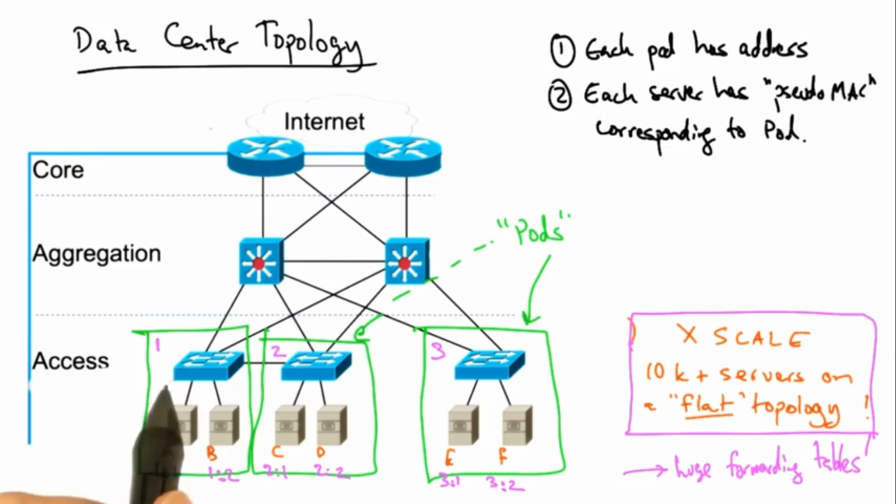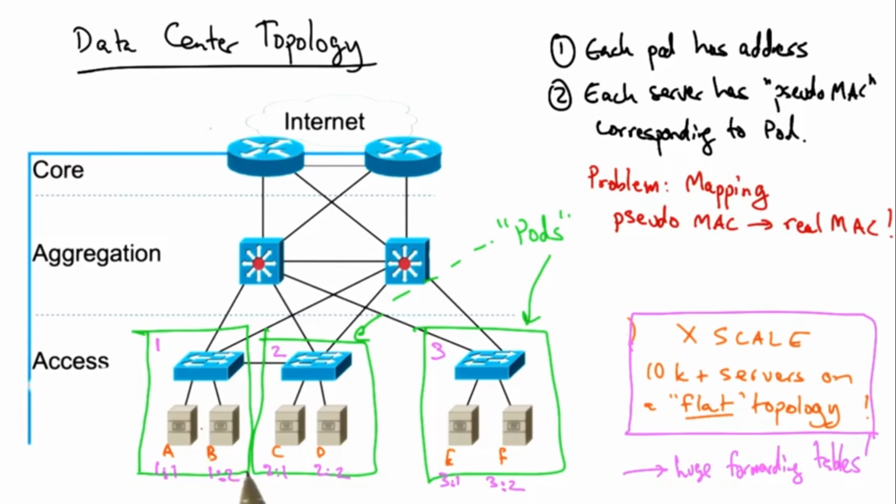but they don't need to maintain entries for the MAC addresses for servers outside of each pod. For example, the switch in pod 1 only needs to maintain entries for these two servers with MAC addresses A and B, but it doesn't need to maintain independent entries for the servers with MAC addresses C and D. It only needs to maintain an entry for how to reach pod 2. Likewise for pods 2 and 3.